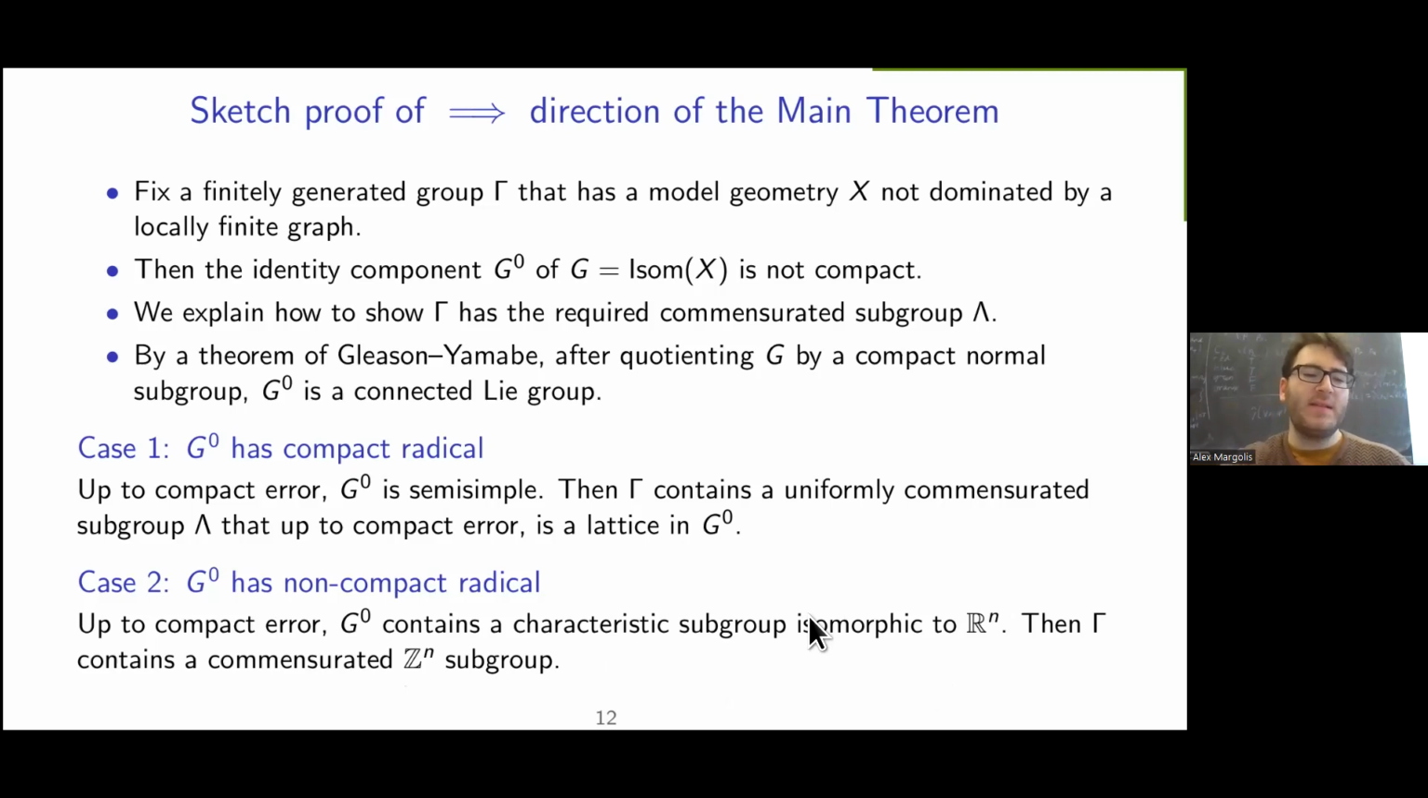So again, there's a bit of work in these two cases, but this is the outline and the main tools: the work of Gleason and Yamabe, a little bit of stuff about totally disconnected locally compact groups, and some Lie theory to reduce to the two cases and then deduce that gamma has the commensurated subgroup that we want to prove the main theorem. So that's the direction which uses more machinery but is easier to prove.